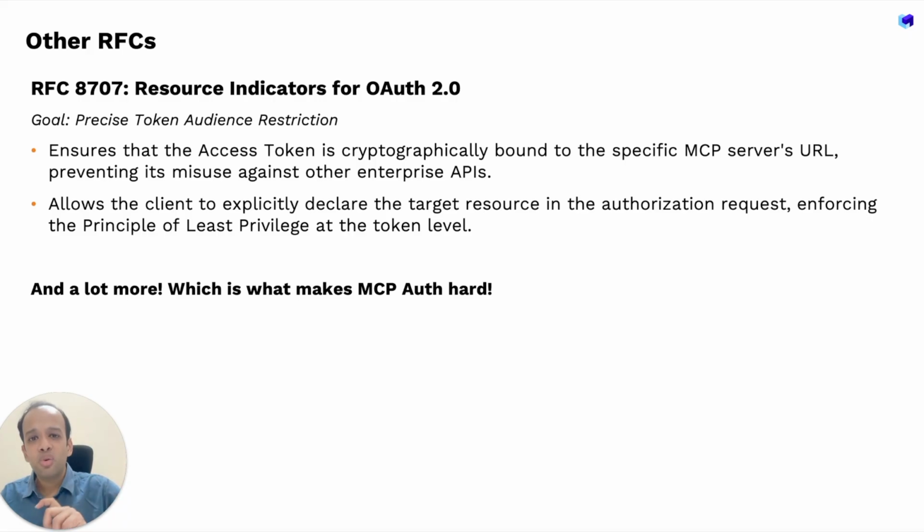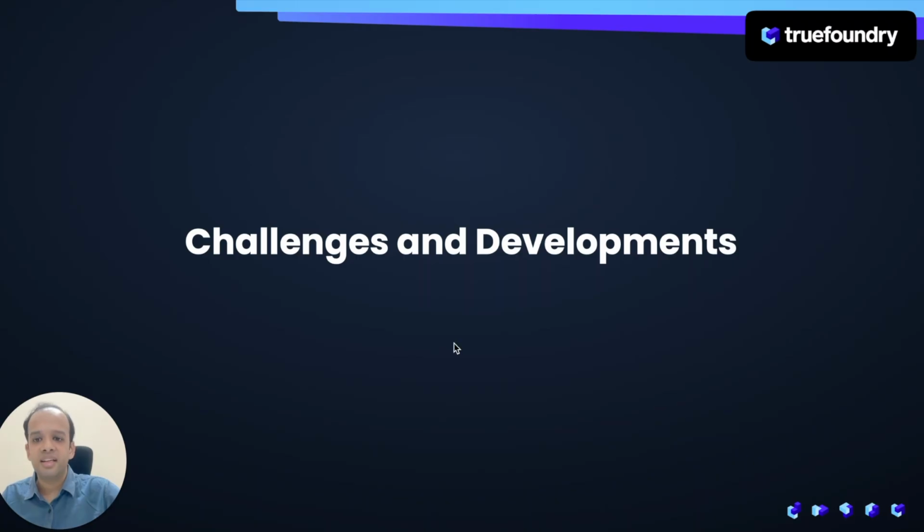So there can be no attack as such, and this is what this RFC actually enables, and it prevents the misuse against other enterprise APIs as well. So this is the principle of least privilege that is getting followed. And finally, to just wrap up the discussion around RFCs, a lot of these are being developed, and this is what makes MCP Auth really, really hard.